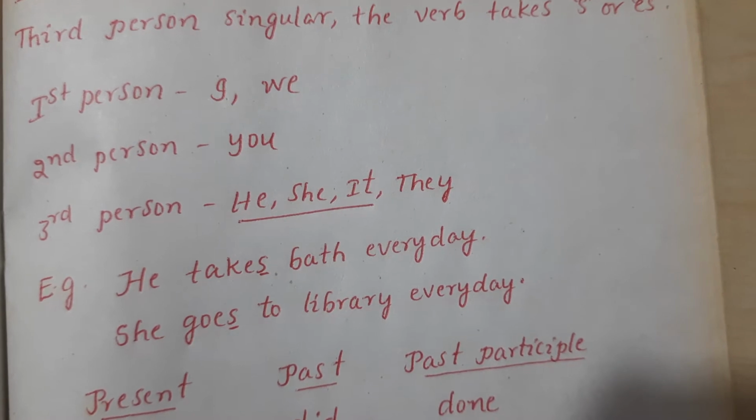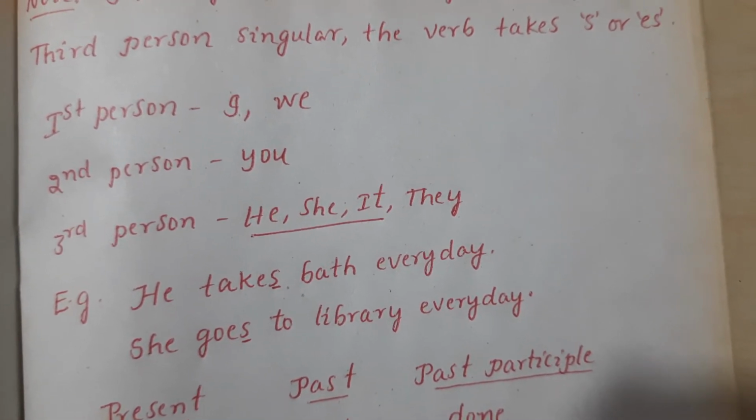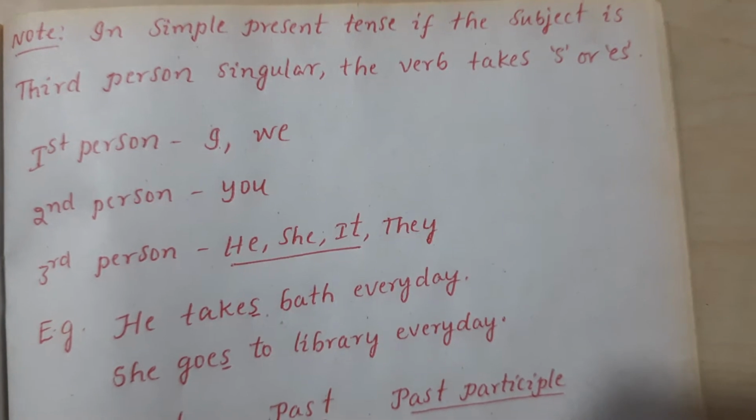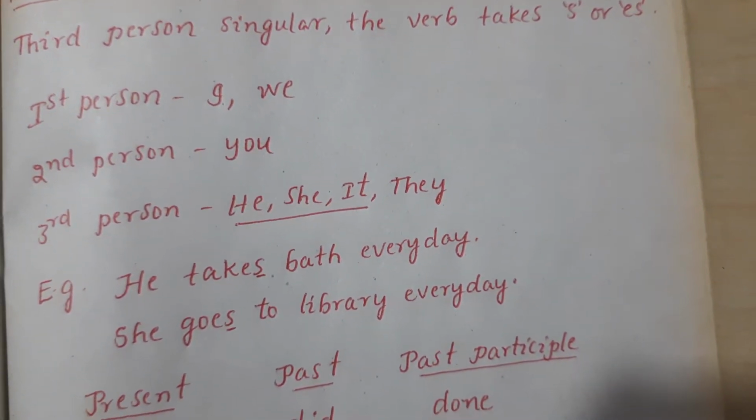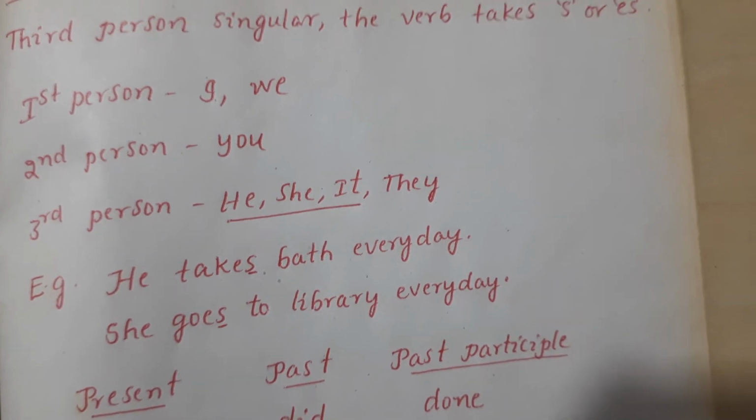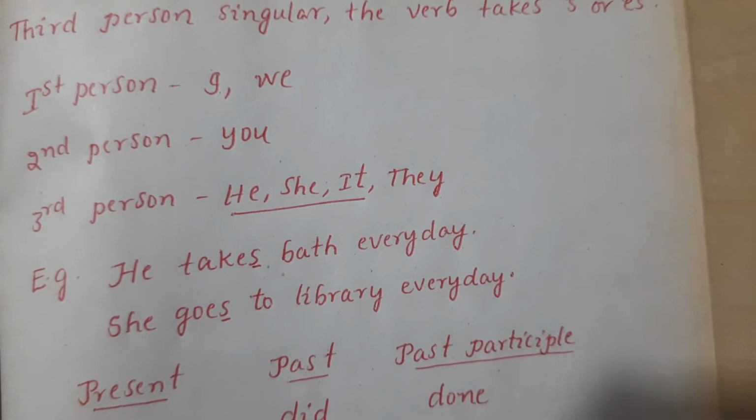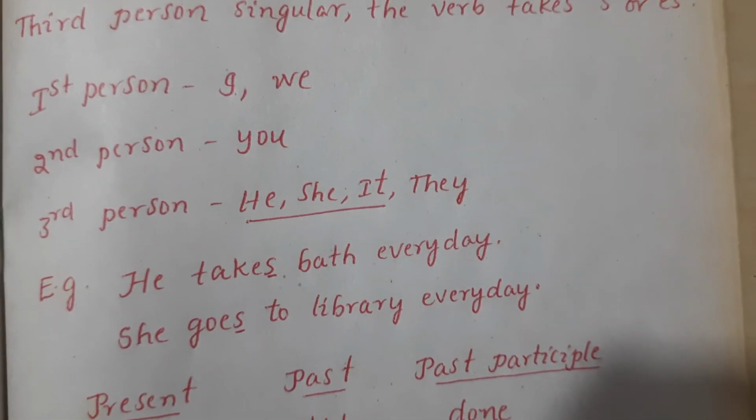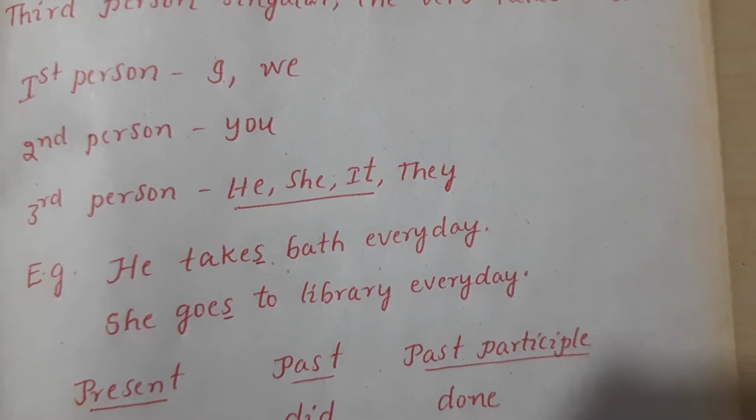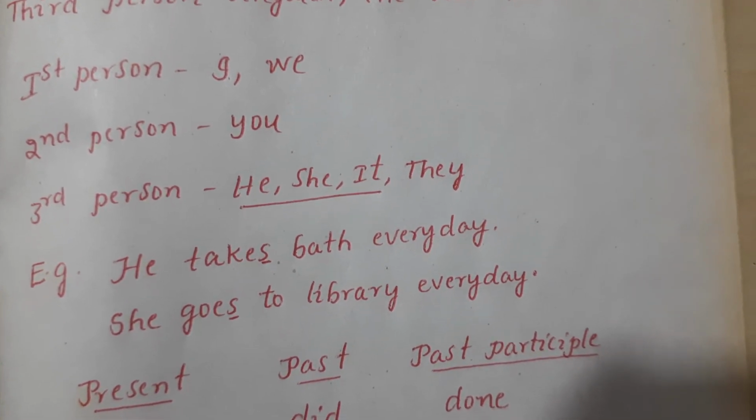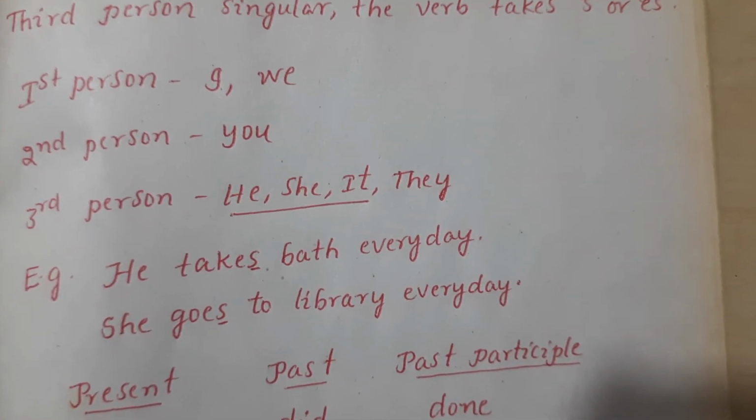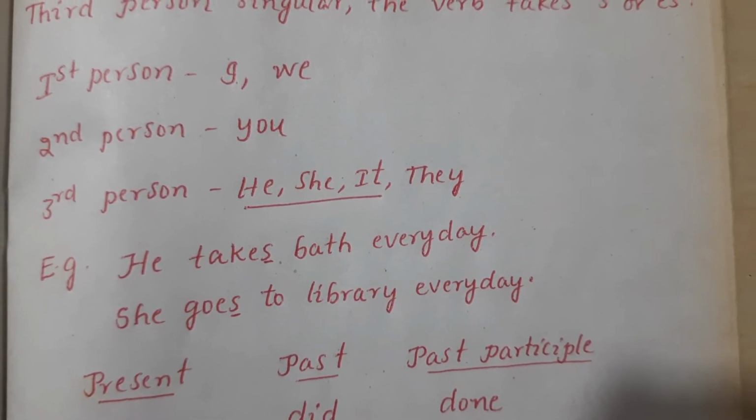If the subject is not third person singular, then we need not add S or ES to the verb. Only if the subject is third person singular in present simple tense, we have to add S or ES. Some verbs take S, some verbs take ES, like go, it takes ES, and do, it also takes ES. He takes bath every day. She goes to library every day. If the subject is any other person like first person or second person, we need not add S. For example, I take bath every day. No need to add S because subject is I, first person singular. You take bath every day. Here also no need to add S. We take bath every day. They take bath every day. When to add S or ES? Only when the subject is third person singular.